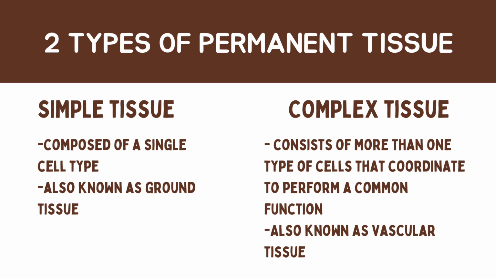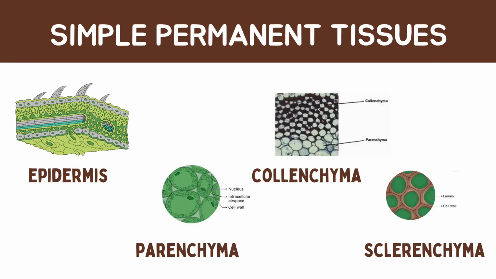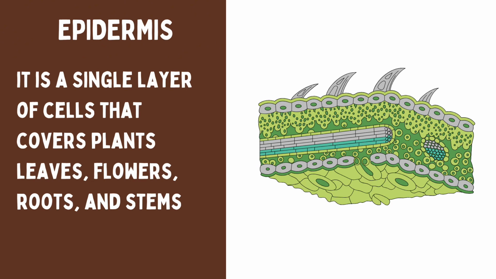There are four types of simple permanent tissues: the epidermis, parenchyma, collenchyma, and sclerenchyma. The epidermis. The epidermis is a single layer of cells that cover plants, leaves, flowers, roots, and stems.